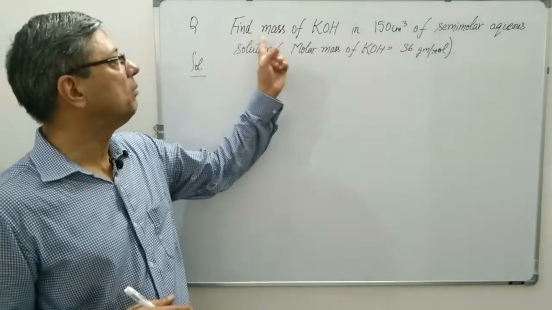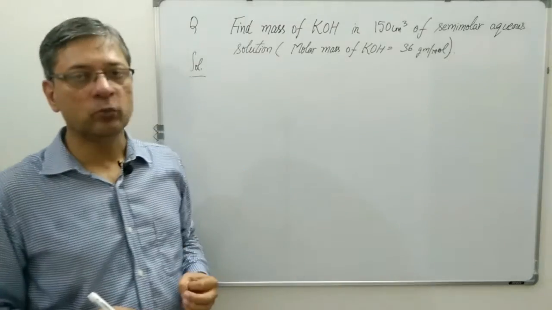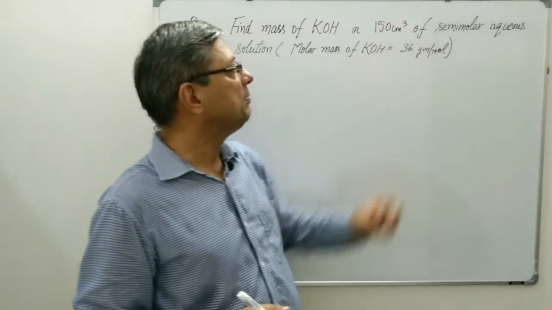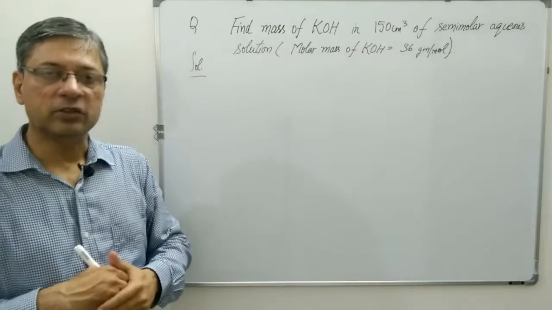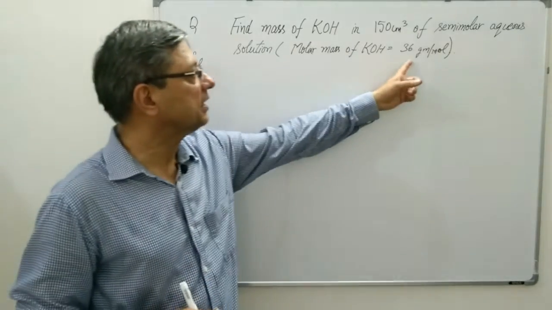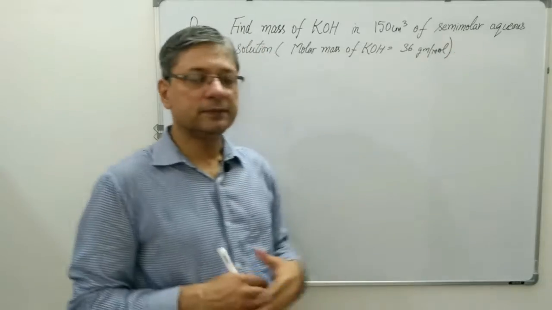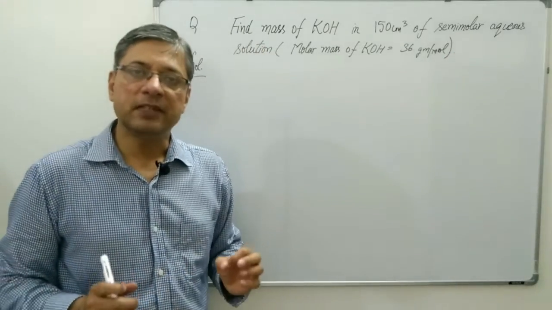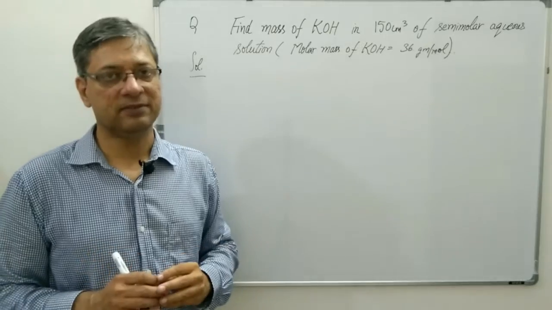We have to find the mass of potassium hydroxide in 150 cubic centimeter of semi-molar aqueous solution. Molar mass of potassium hydroxide has also been given, 36 grams per mole. Here, what is semi-molar? Solutions on the basis of molarity have been given some names.